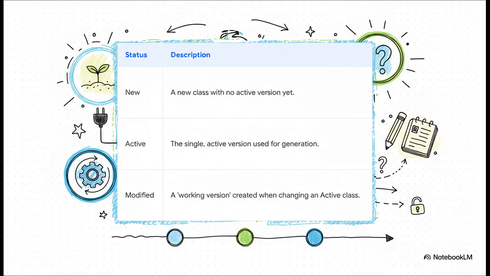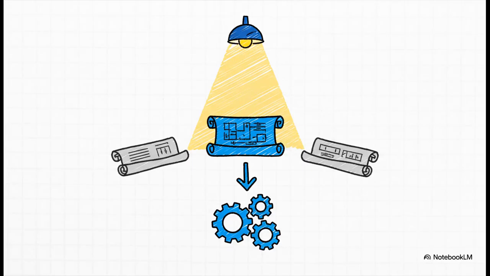So just to break it down simply, a class that's never been live is new. The one the production system is actually using right now is active. And that safe work-in-progress copy we just talked about, that's your modified version. This whole setup is designed to make sure your ongoing work never ever messes with the live system until you give the final okay. And if you remember one thing about this versioning system, make it this. There can only ever be one active version at any given time. Just one. This gets rid of any confusion. The system always knows exactly which blueprint to follow, which guarantees that everything stays consistent and predictable.